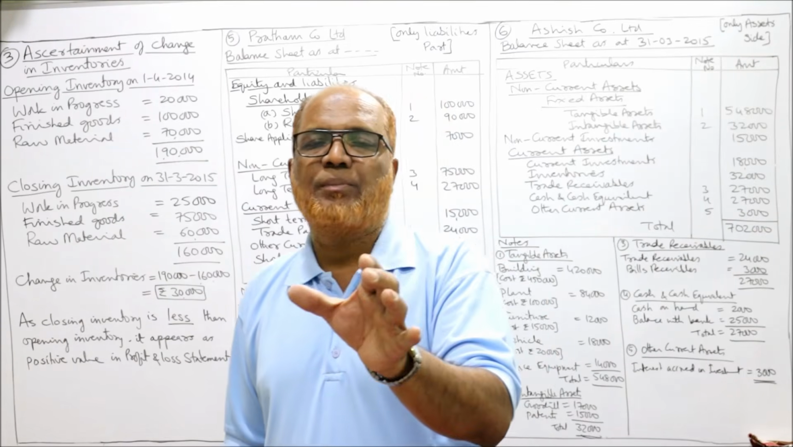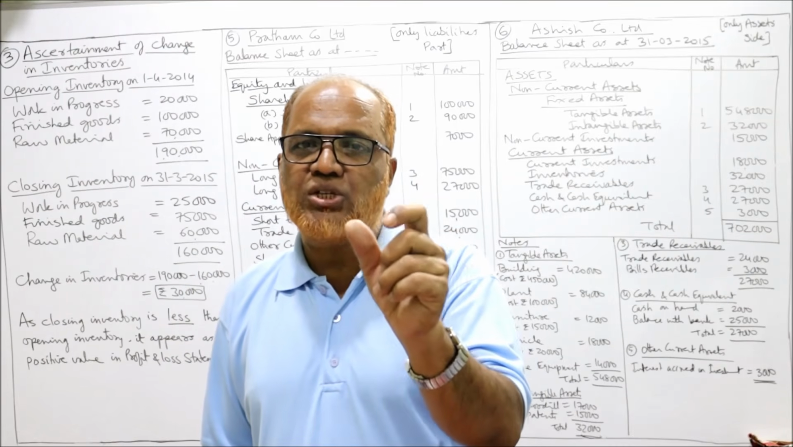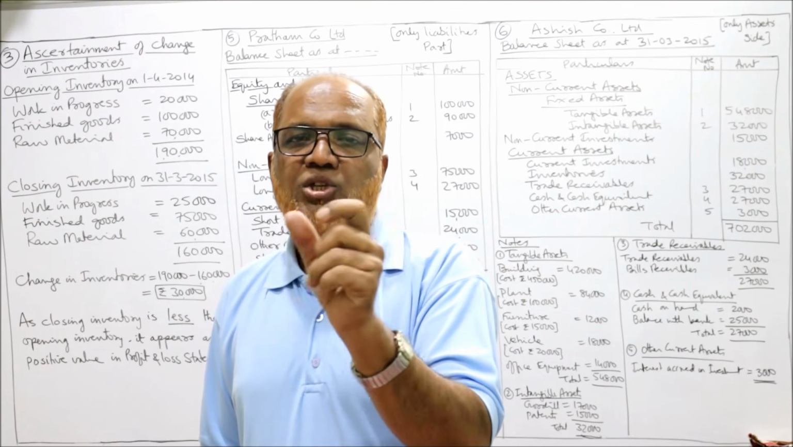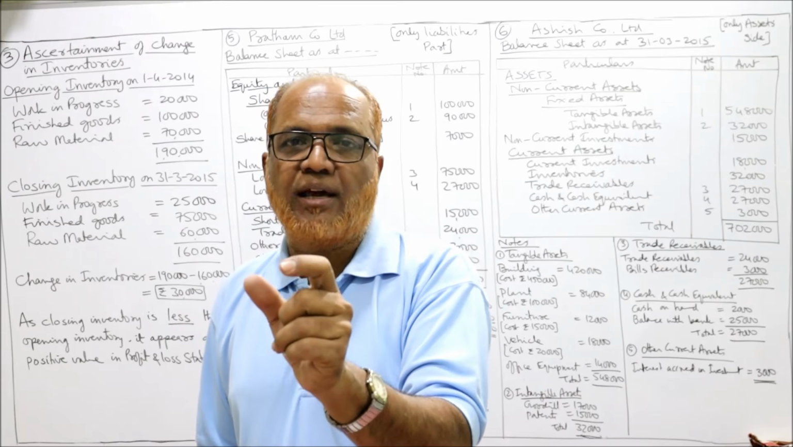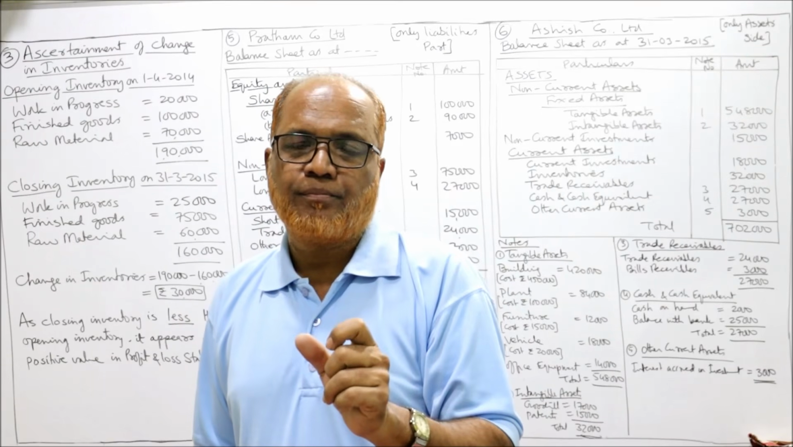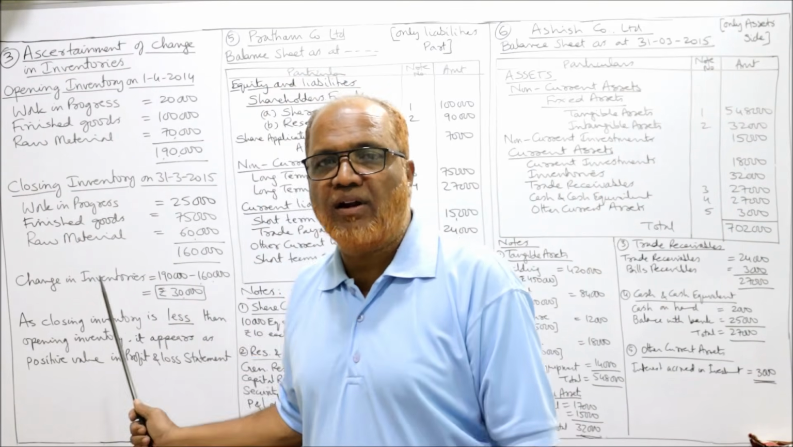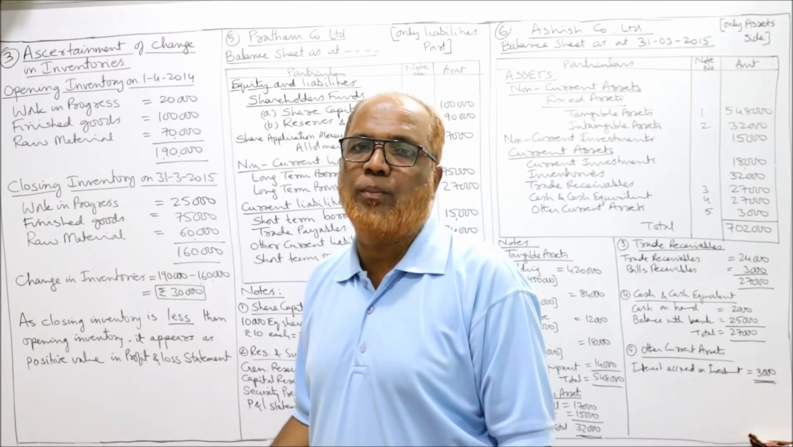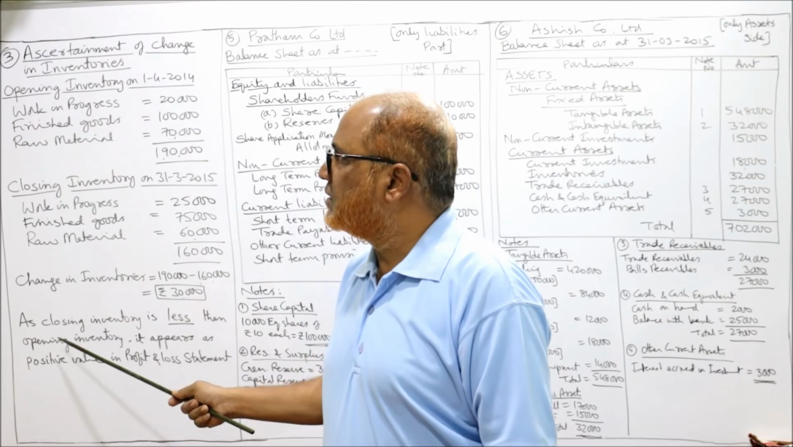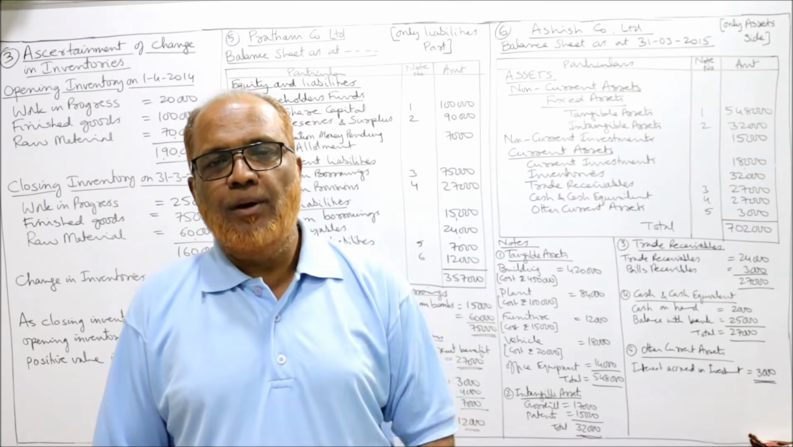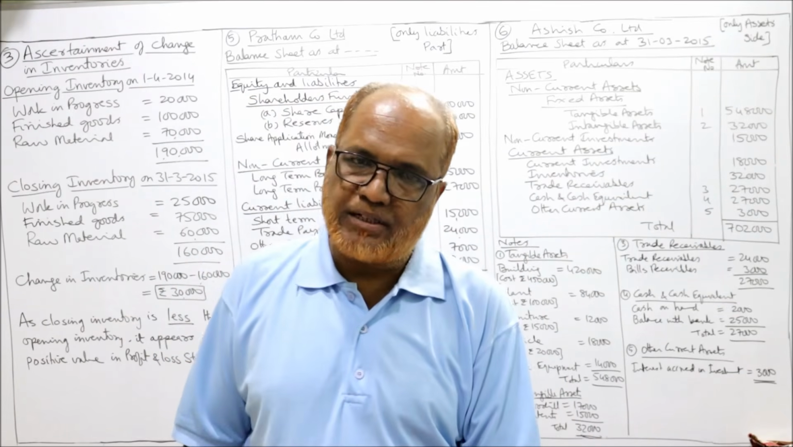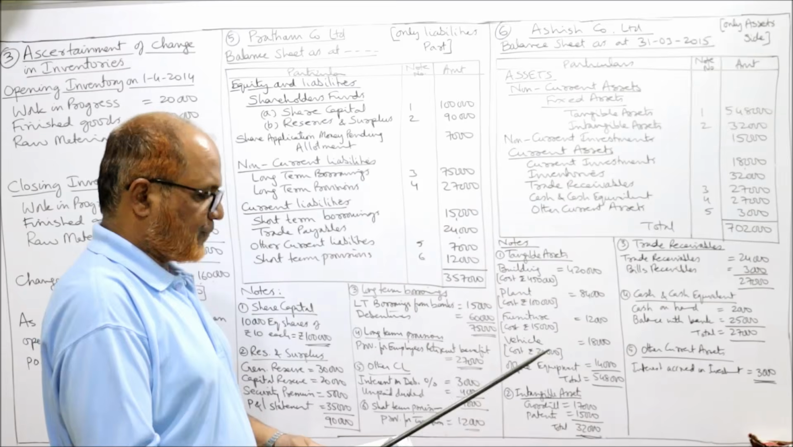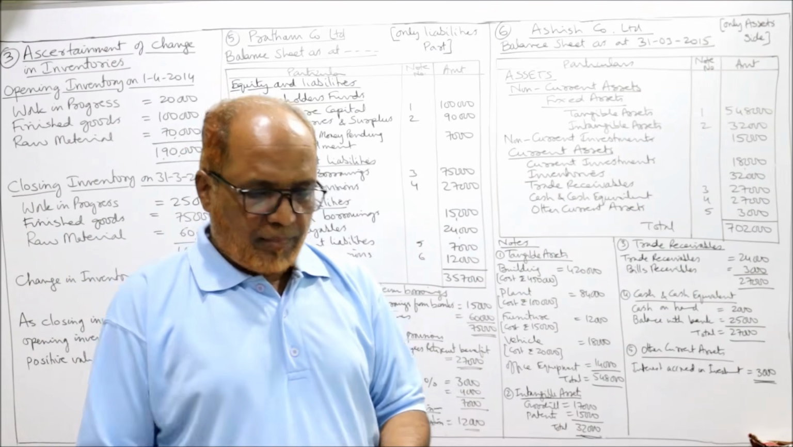जब profit and loss statement बनाएंगे तो expenses में change in inventories 30,000 लेंगे positive, because the closing inventory is less than opening inventory. That's it. This is problem number 3. Problem number 4 already we have completed. Now we'll come to problem number 5. See the problem number 5.